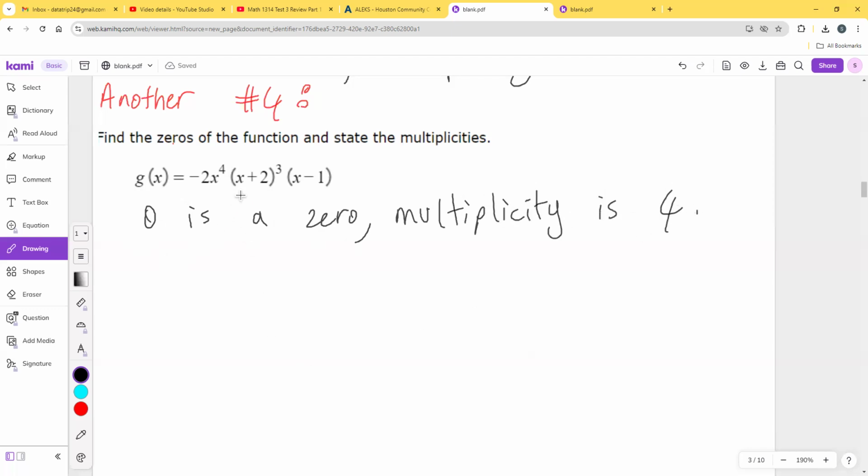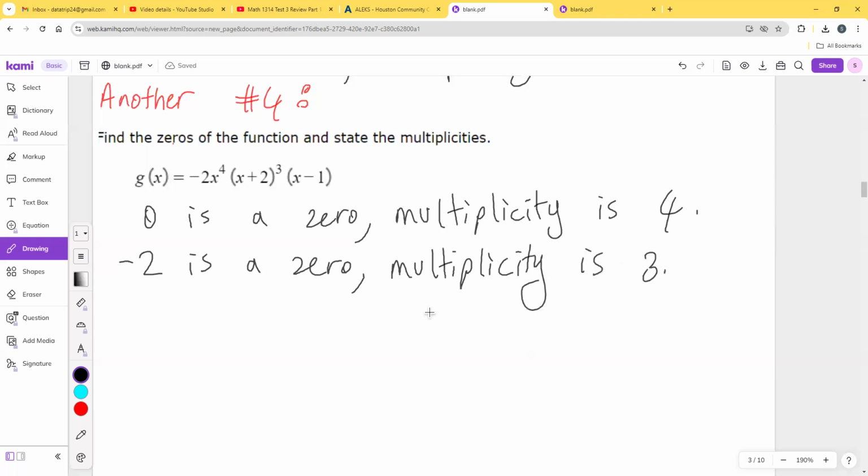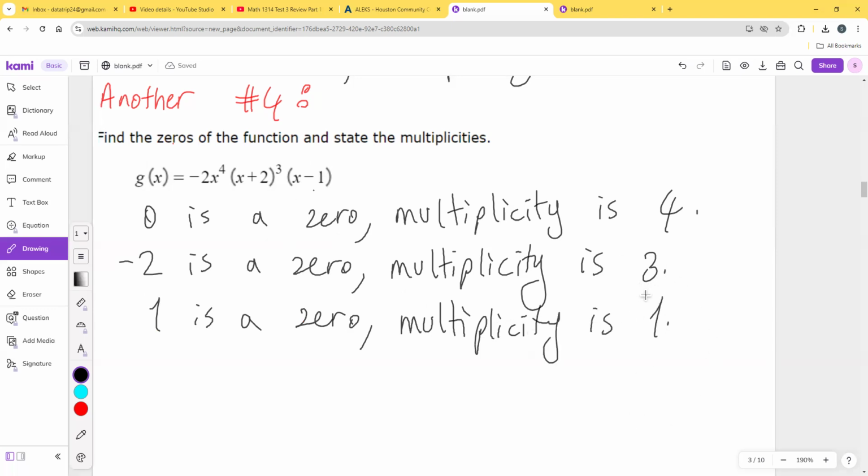All right, next. Negative 2 is a zero, and its multiplicity is 3. And finally, positive 1 is a zero, and its multiplicity is 1. That's how you do these questions on the test. I hope everybody can get them right. If you have any questions, please feel free to ask.